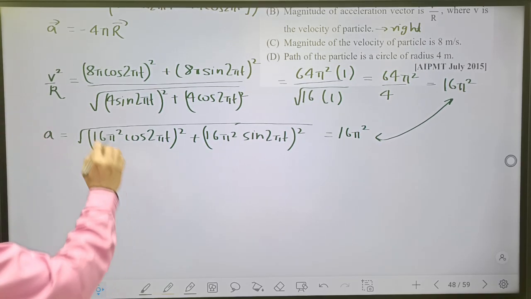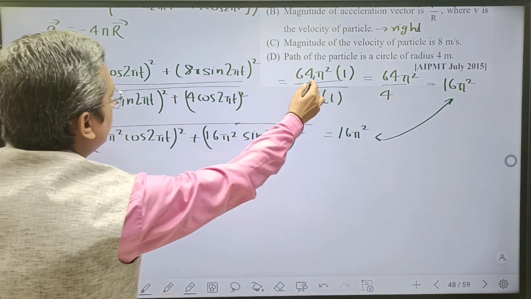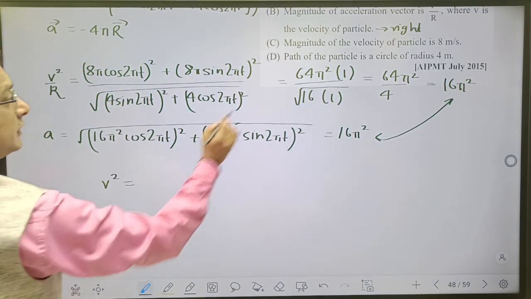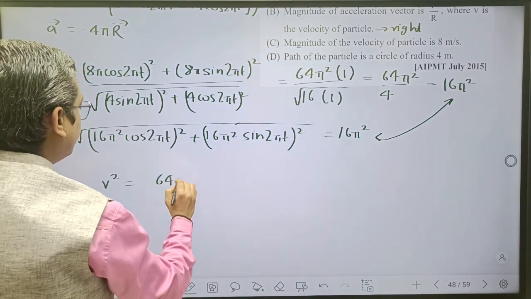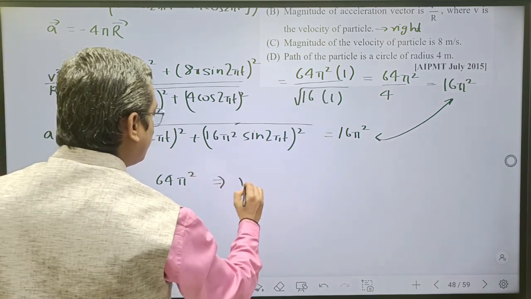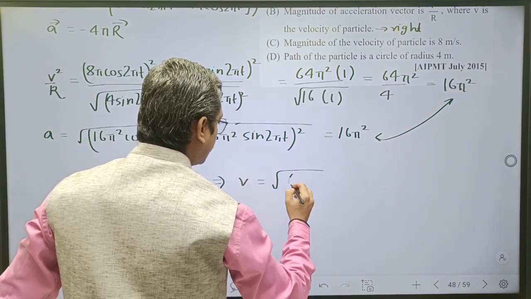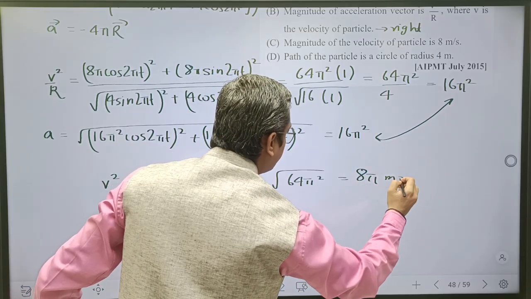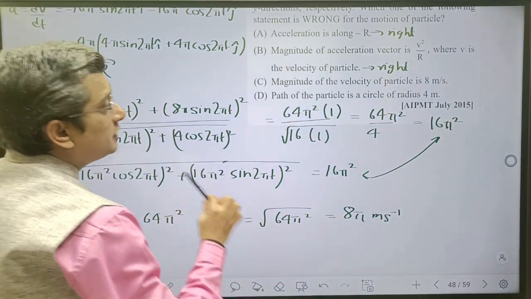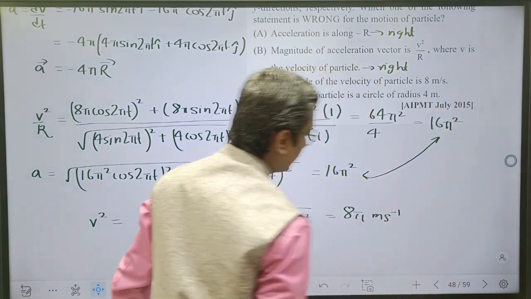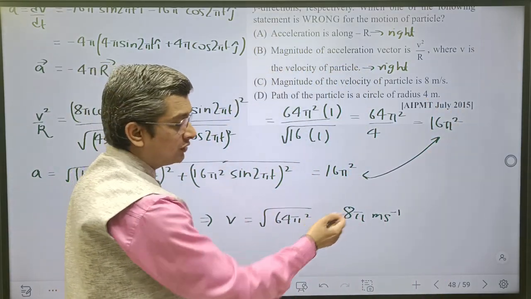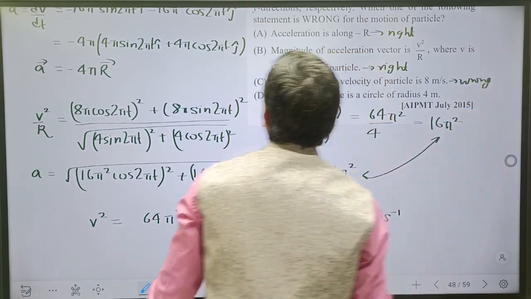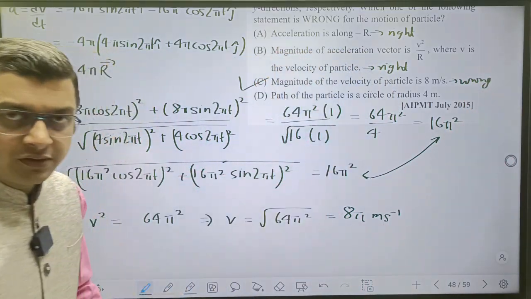So observe carefully. Here in the numerator we have found the square of the magnitude of velocity, and that comes as 64 pi square, isn't it? So if I wish to find velocity, then take its square root, square root of 64 pi square, and this will be given by 8 pi meter per second. So here the magnitude is given as 8 meter per second, but the actual velocity magnitude is equal to 8 pi. So this statement is wrong, and this is the answer. So option C is the answer, isn't it?